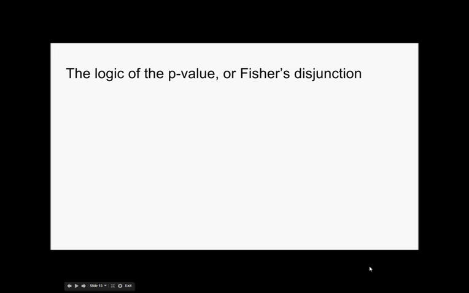So how do you really want to interpret the p-value now that you know that it's just simply describing the probability of the data given a specific hypothesis? The way you interpret this is the way that Ronald Fisher originally articulated how a p-value should be interpreted. He described this through something he called Fisher's disjunction. And I'm simply going to describe the logic of the p-value by showing you what the disjunction is.